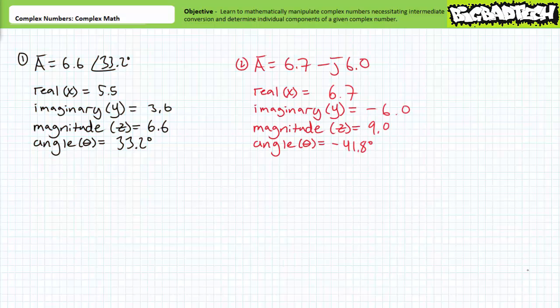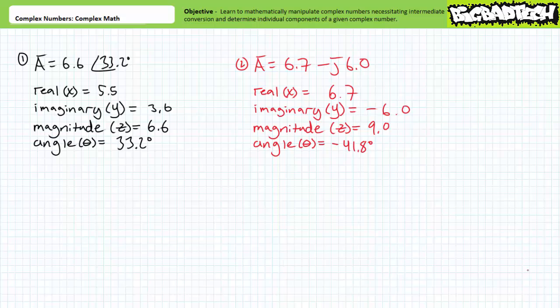For our second example problem, A expressed in rectangular format is 6.7 minus j6.0. The real component is 6.7. No conversion is necessary since we're originally given rectangular format. All you got to do is be smart enough to figure out which one is the real component. By the way, it's the one without the j. The imaginary component is negative 6. No conversion is necessary since we're originally given rectangular format. All you got to do is be smart enough to figure out which is the imaginary component. It's the one with the j.